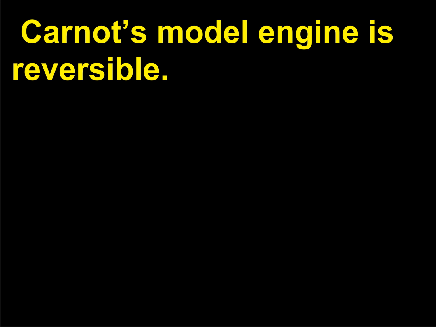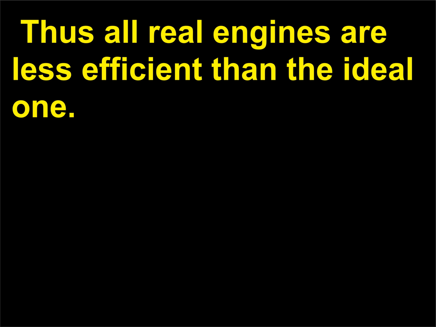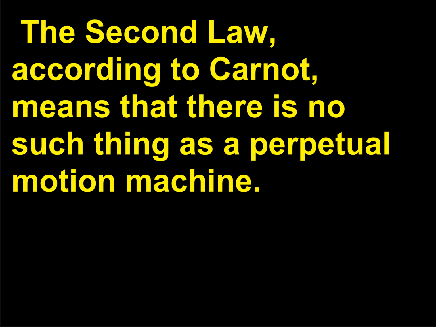Carnot's model engine is reversible. That is, it can be run backwards, which is impossible for a real engine. Thus all real engines are less efficient than the ideal one. Friction also lowers the efficiency of real engines. The second law, according to Carnot, means that there is no such thing as a perpetual motion machine.